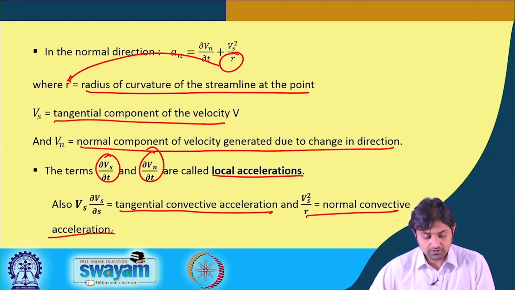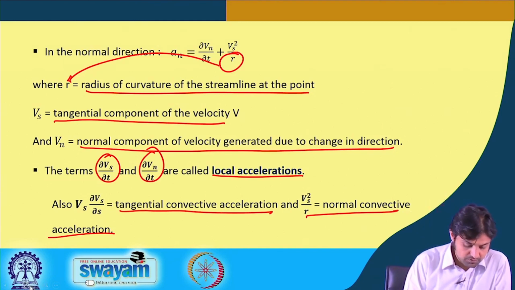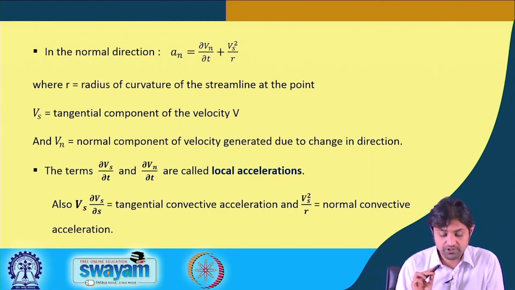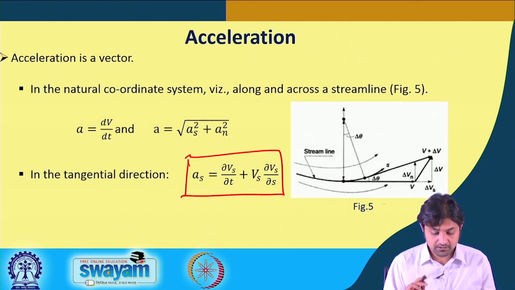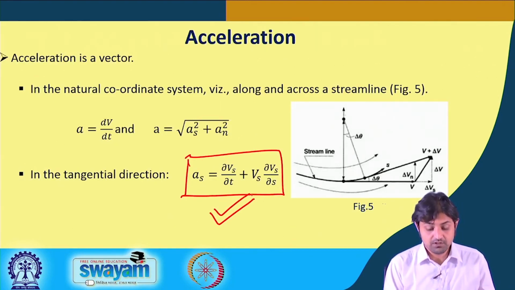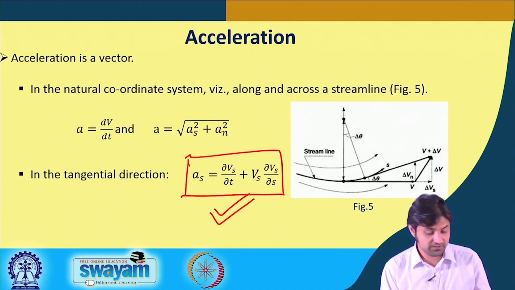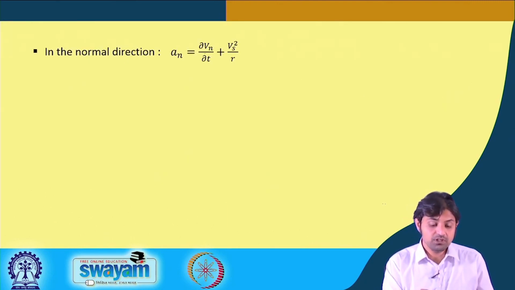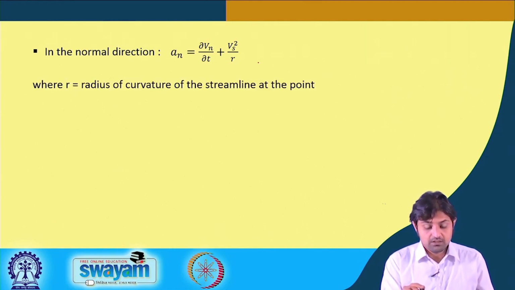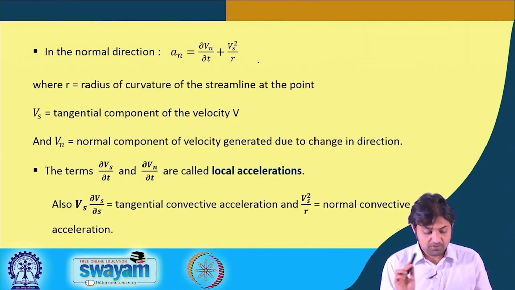So, this is quite some information to note. Now I am going to highlight the most important one. Let us go to the previous slide. This is an important equation. As is a combination of local acceleration plus convective acceleration. In the normal direction also, it is a sum of local acceleration plus the normal convective acceleration.